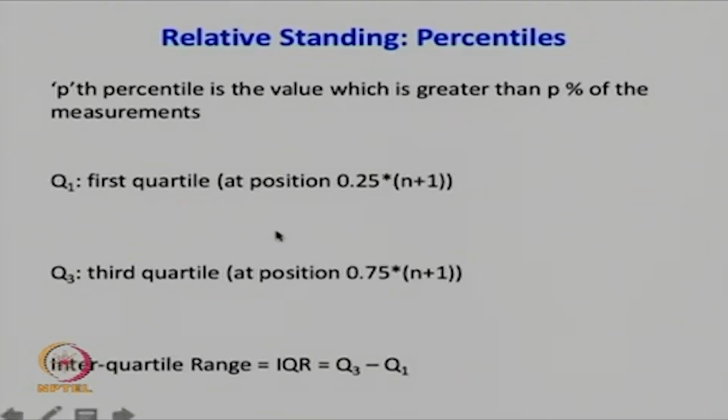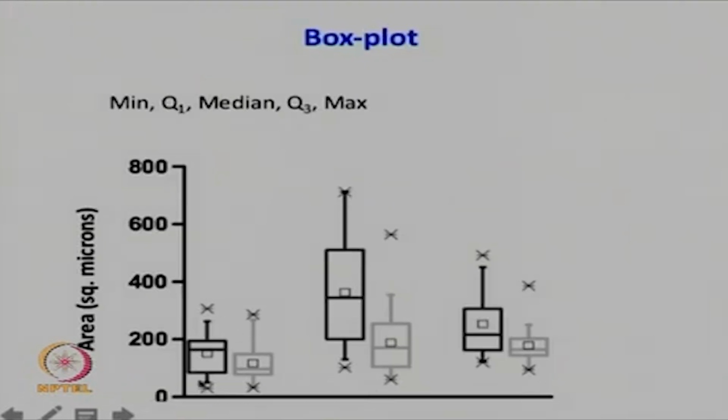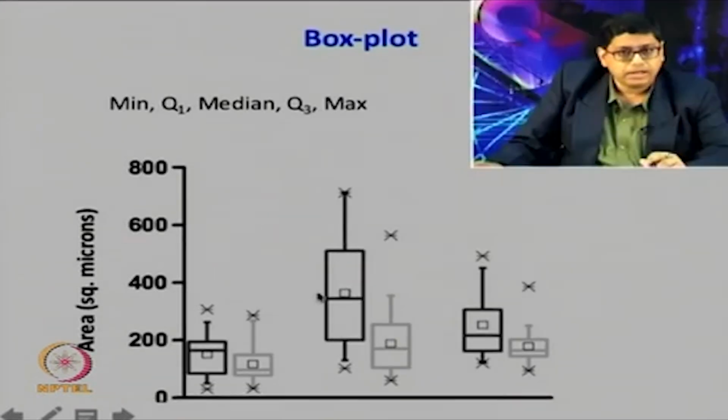The second quartile, at position 0.5 times n plus 1, is nothing but the median. This represents the point where 25% of the data lies below it, the first quartile, and 75% of the data lies below the third quartile. The interquartile range is defined as Q3 minus Q1. Using these values, one can plot what is called a box plot.